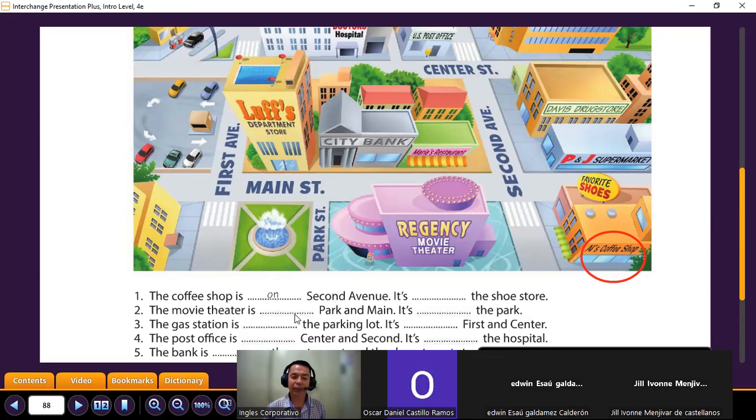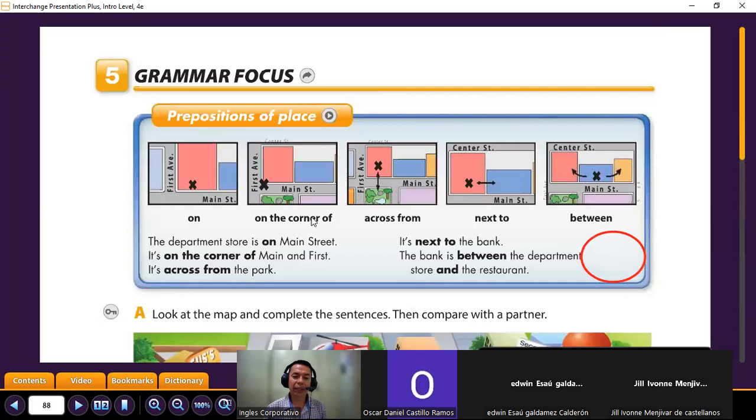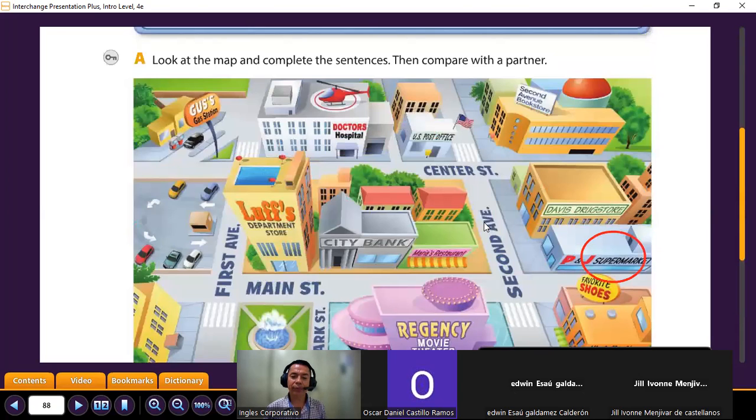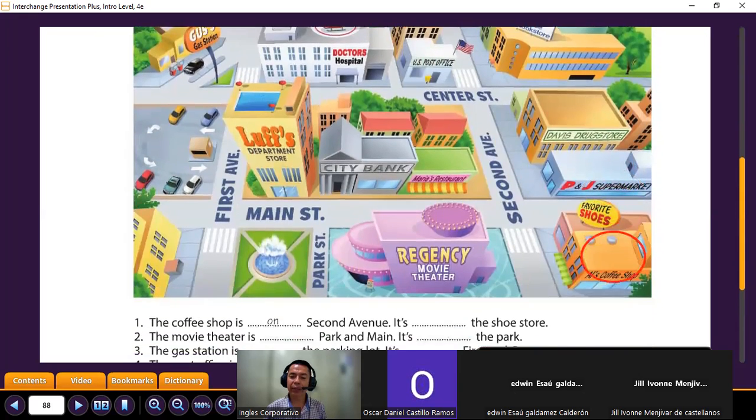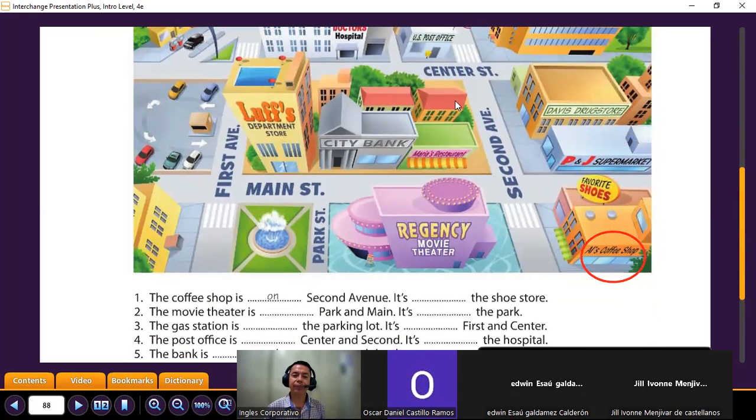Now, where is the movie theater? It says Park and Main. Park and Main. The movie theater is, vamos a ver, on the corner of, across from, next to, or between. Where is the movie theater? Está un poco complicadito este mapa, ¿verdad? Pero yo sé que me lo van a ubicar. Aquí está the park. Ah, no, no, the movie theater es, perdón. Sorry. The movie theater, qué oso. Ok.